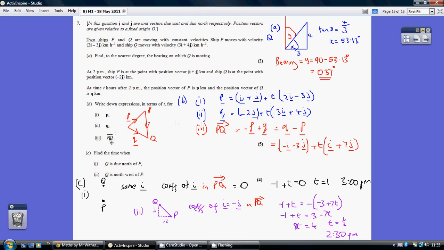Now for part 3, just remember to go from P to Q, when we've got position vectors P and Q, we're basically doing minus P plus Q, or in other words Q minus P. So it's Q minus P. So no i's, take away an i is minus i, minus 2 minus 1 is minus 3, 3 minus 2 is 1, 4 minus minus 3 is 7.